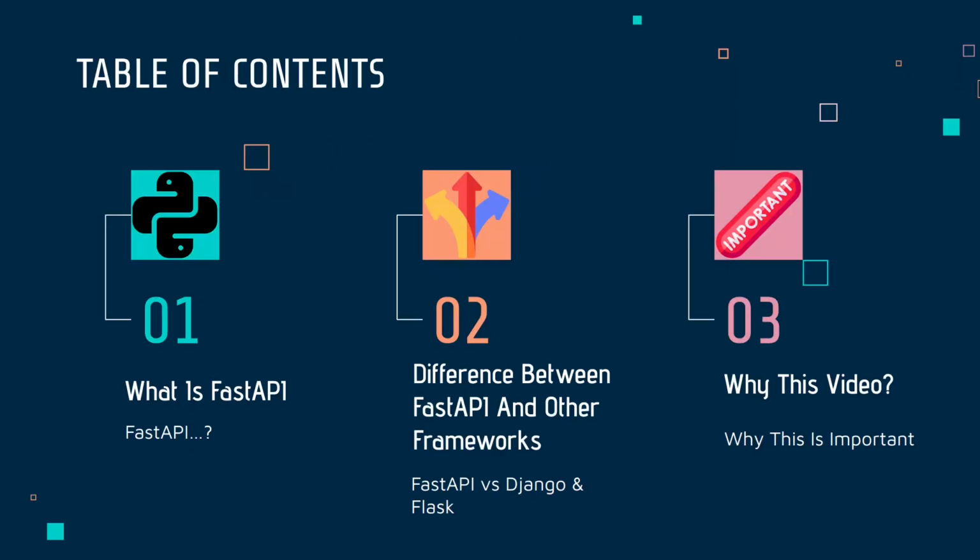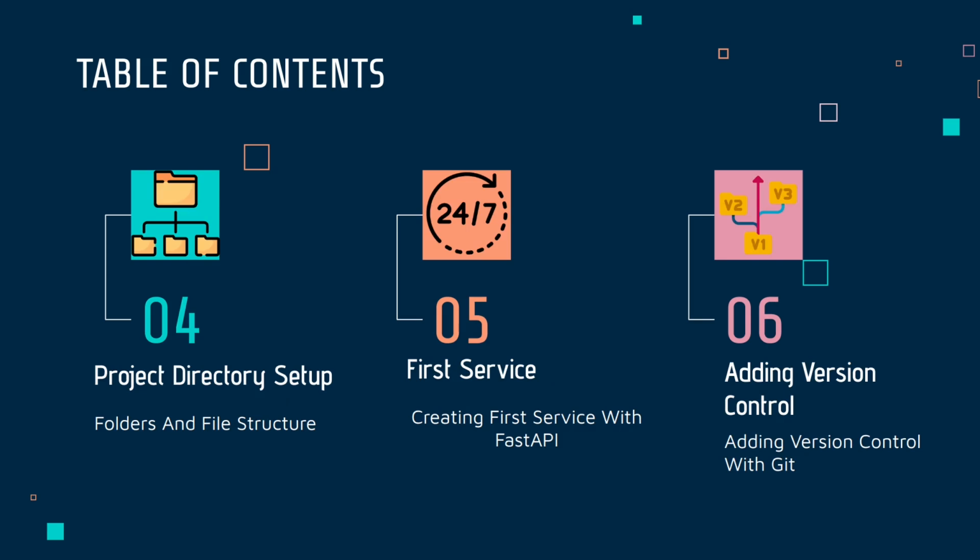So let's look at the things that we're going to cover in this video, and then we'll go over each of them in more detail. The first thing we're going to look at is what is FastAPI. We're going to look at what FastAPI is, what APIs are in general. We're going to look at the difference between FastAPI and other Python frameworks. We're also going to look at why we need this video. Why do you have to learn how to set up a FastAPI project with scalability in mind? Why is this important? Because that's the whole point of the video.